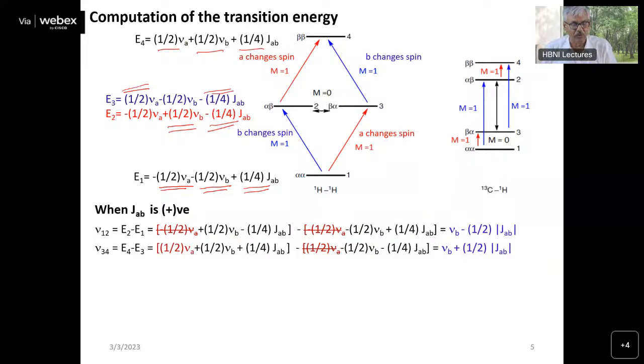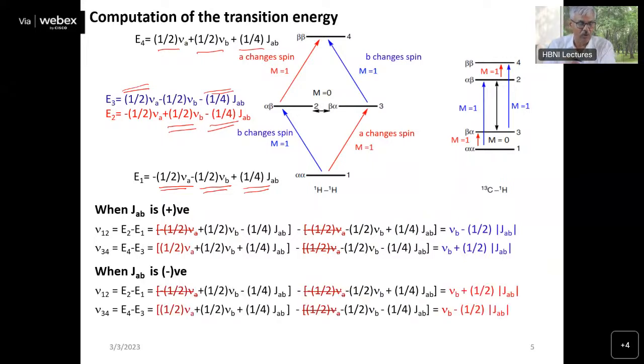So now let us see what happens with the coupling. Now I told you the coupling constant. The coupling constant can have both a positive value and a negative value. We will see for which type of coupling it will be positive, which type of coupling it will be negative, later on in today's lecture. But let us consider when JAB is positive.